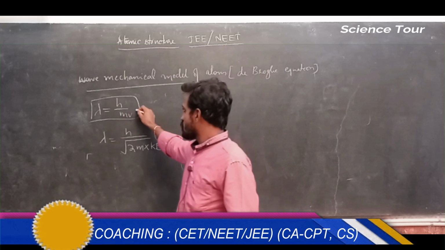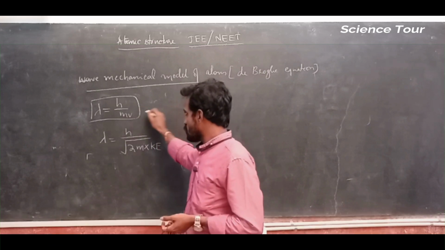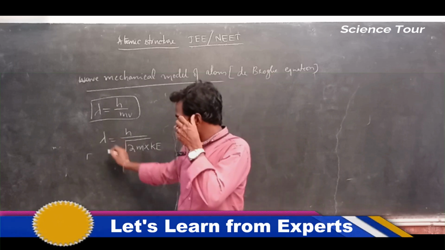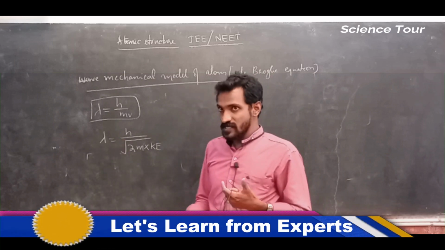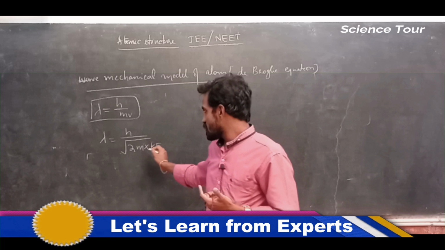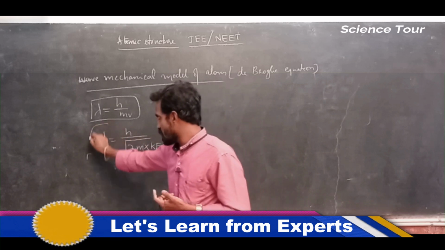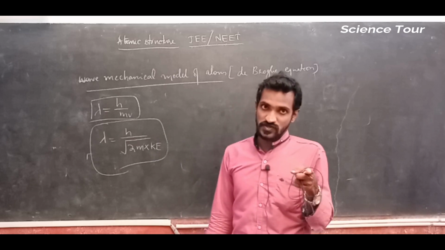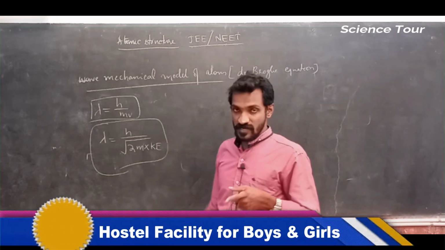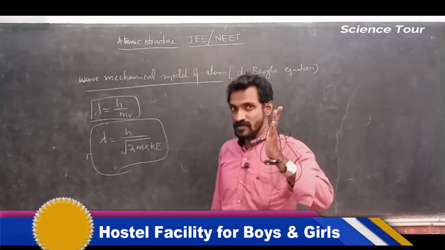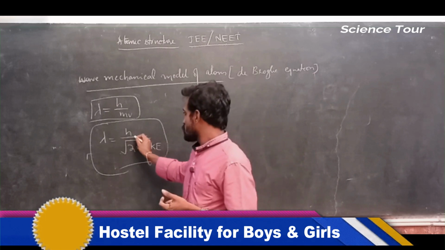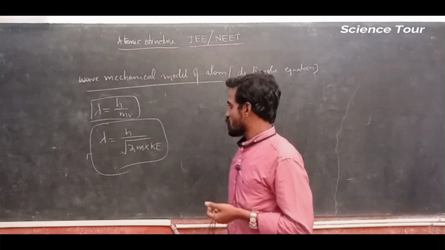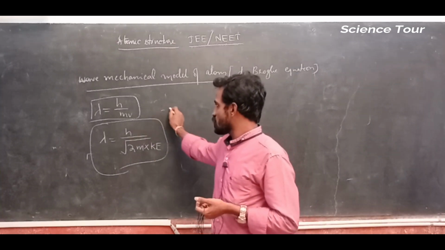Lambda is equal to h by mv, where m is the mass of the electron, v is the velocity of the electron, and h is Planck's constant. Using that equation, we derived one more equation relating the de Broglie equation and kinetic energy. This is also in that video, so please refer to it for the derivation. Lambda is equal to h by root of 2m into kinetic energy. These two you have to note down.